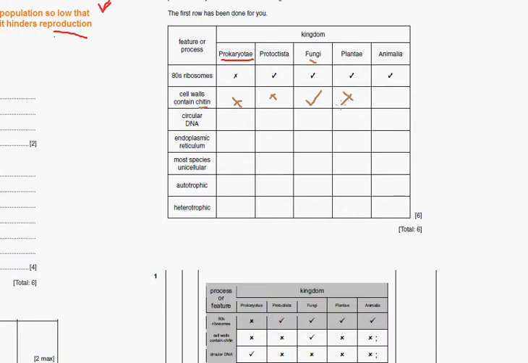And then circular DNA. Circular DNA is only in prokaryotes, the Monera, bacteria, okay? All others get a cross. I guess this was done in part A. And then endoplasmic reticulum. Endoplasmic reticulum is present in plants and animalia, right? That we are sure.